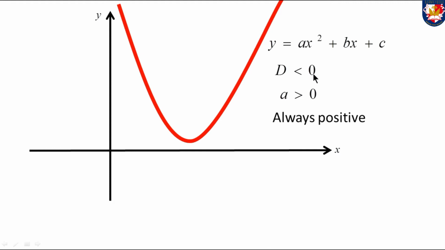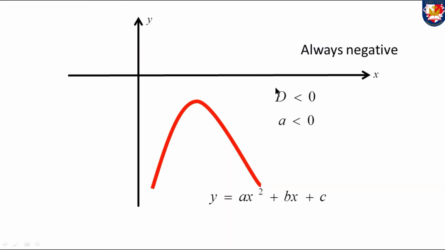If the discriminant is less than 0, that means the quadratic equation has no real roots. That means there is no x-intercept. There is no x-intercept here. So in this particular graph, the value of a is greater than 0 because the graph opens upward. In this graph, the discriminant is still less than 0, but the value of a is less than 0 because the graph opens downward.